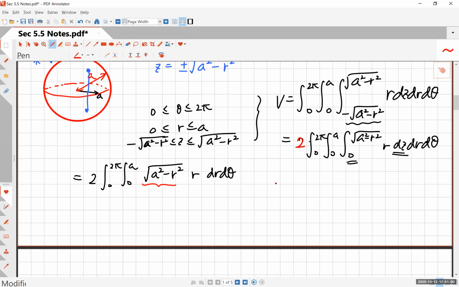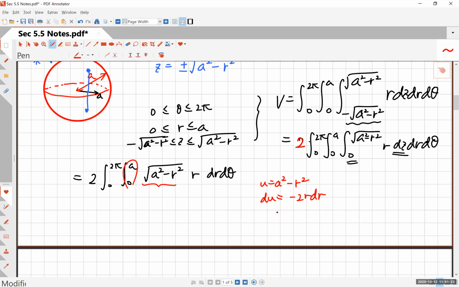All right, so at this point, I am going to let a squared minus r squared be u. Good old u substitution. It's so wonderful. U is so amazing, just the way u is. And so du is negative 2r dr. And when you do that, remember, these limits also change, right?